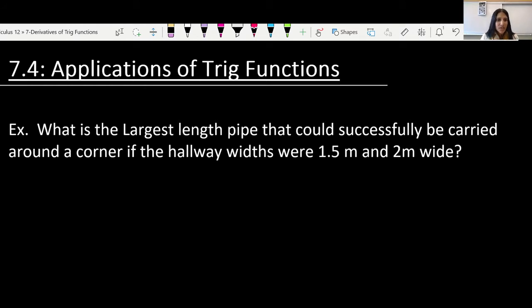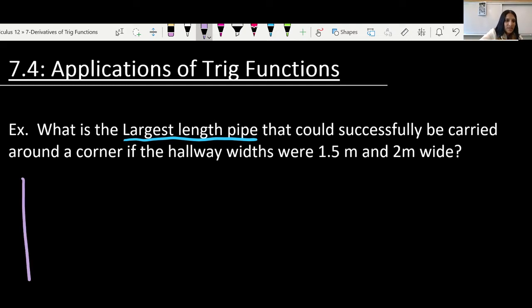So you take a look at this first one. It says, what is the largest length pipe that could successfully be carried? Largest length pipe that could be successfully carried around a corner if the hallway widths are 1.5 meters and 2 meters wide. Okay, so I don't know if you can visualize or picture this, but if we're looking for a pipe that's going around a corner, if you can picture that like in a hallway somewhere, hopefully you have a mental image of what that looks like.